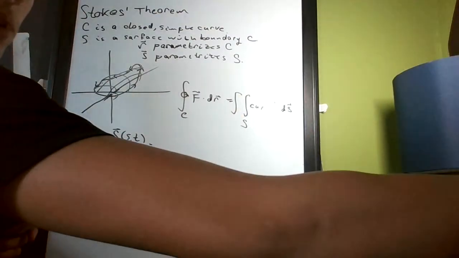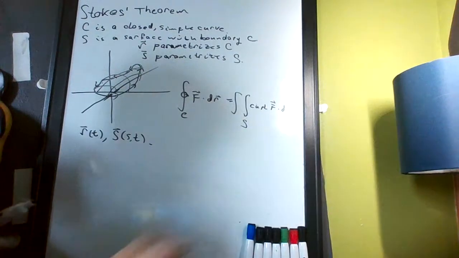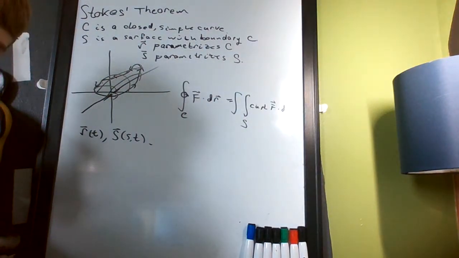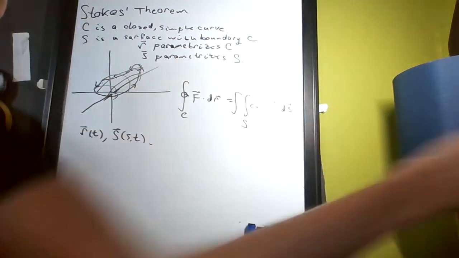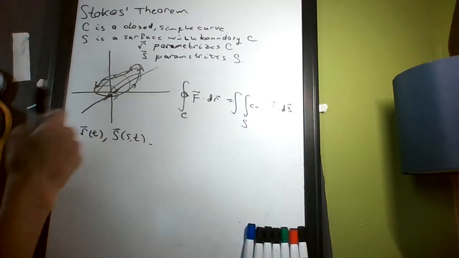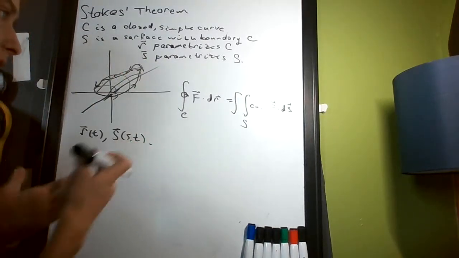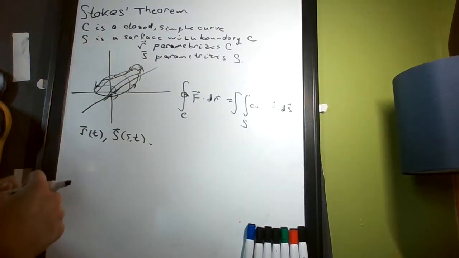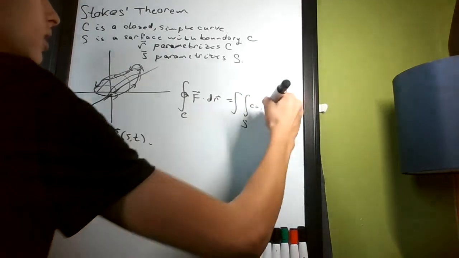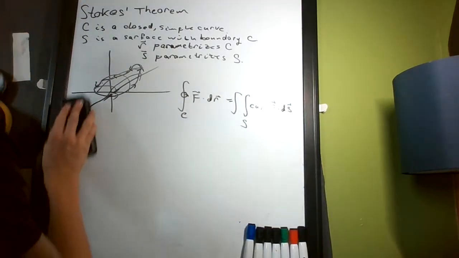So this might not be completely visible, but you can see it better now. So what's the intuition behind this? I don't really have any. This is the theorem. So let's do an application of this.